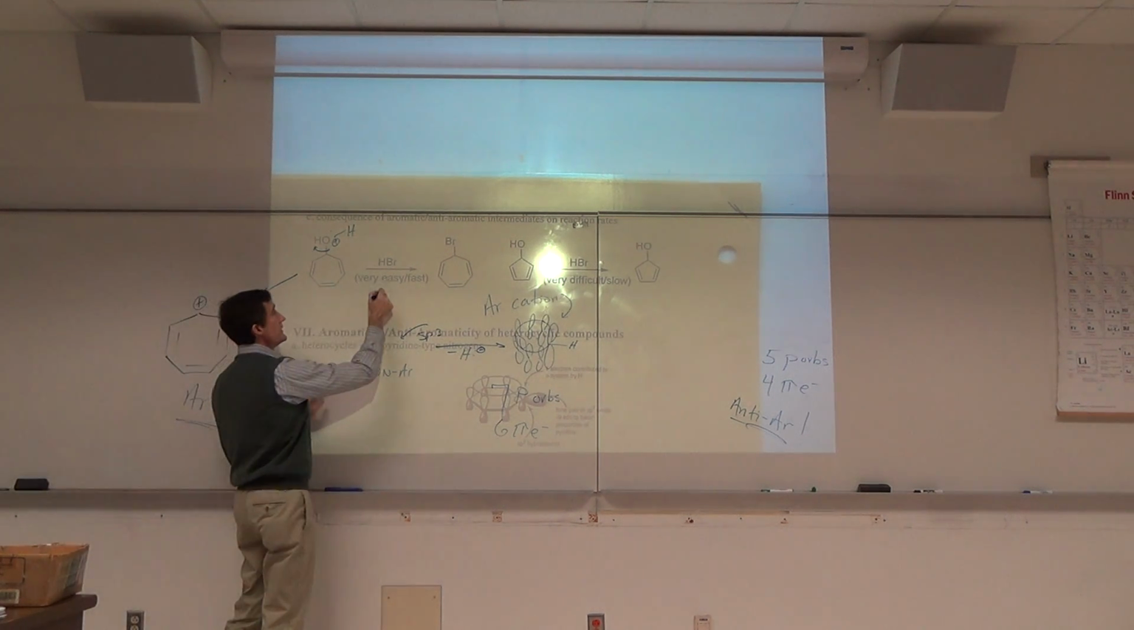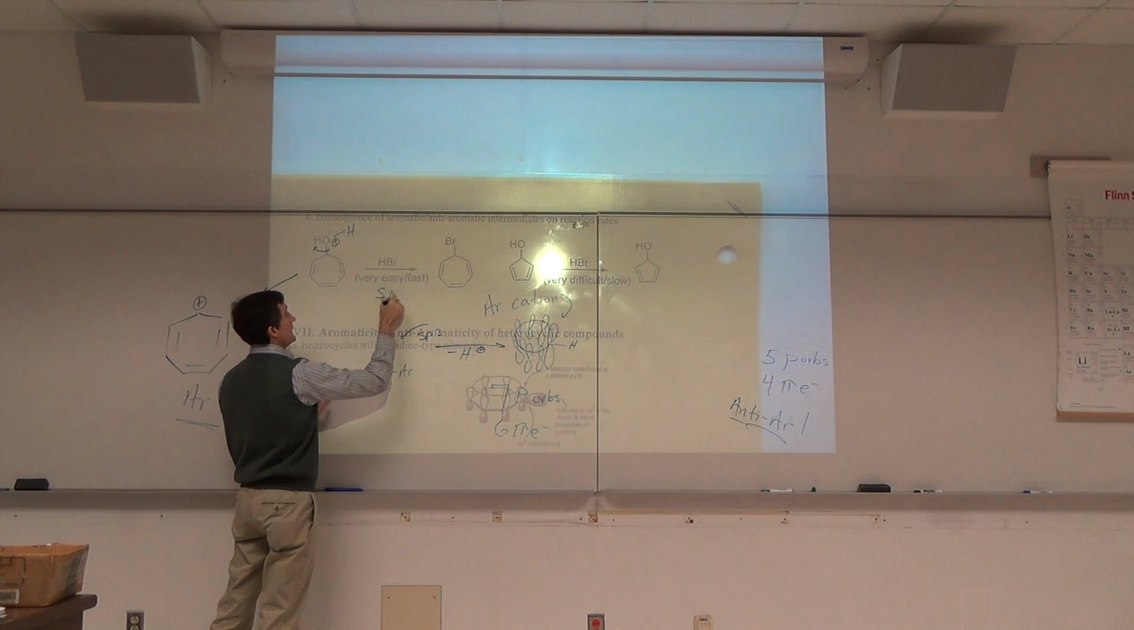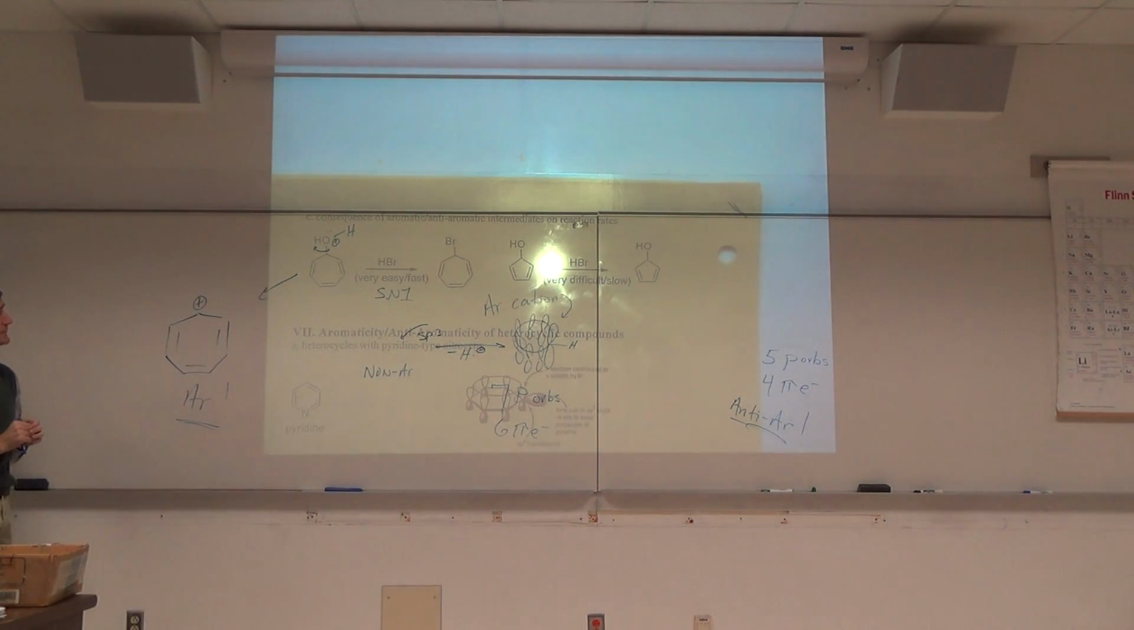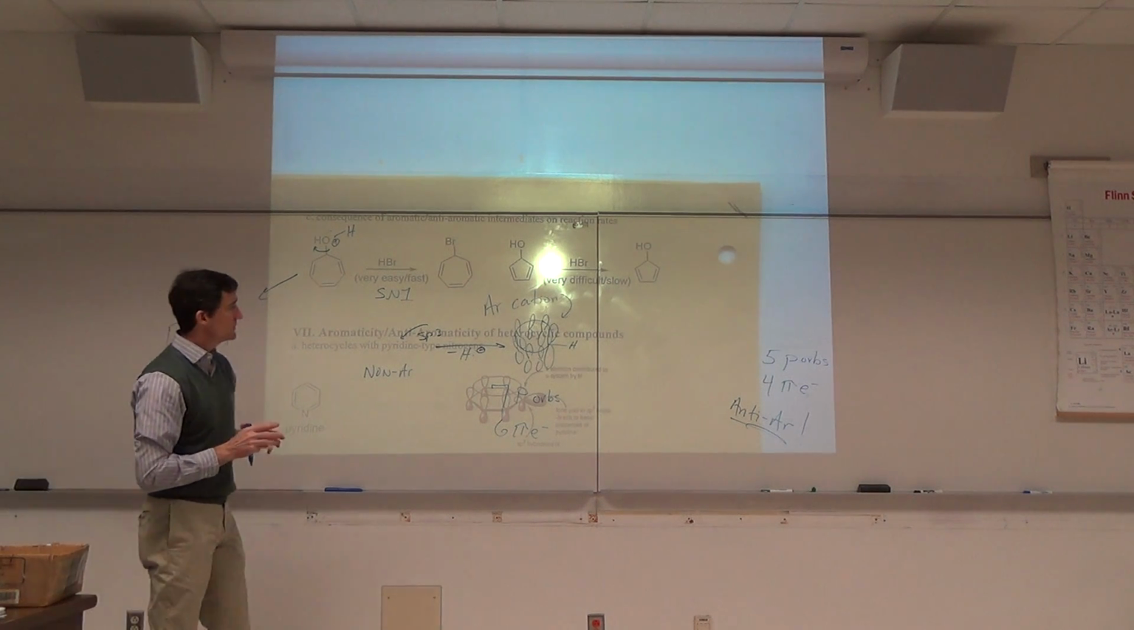I'm doing SN1 here, okay? These are probably SN1 reactions. What's the rate determining step? Formation of carbocation. Is this going to be easy to form? Yeah, it'll be easy to form. That reaction shown should be very easy and fast. On the other hand, the reaction on the right is going to be very difficult, because over there, the carbocation is going to be what?